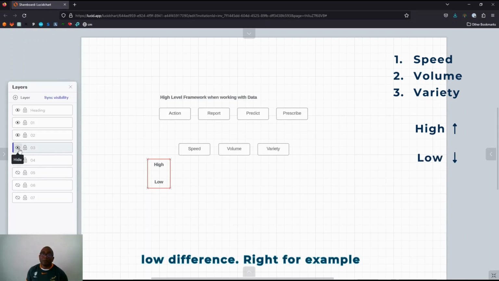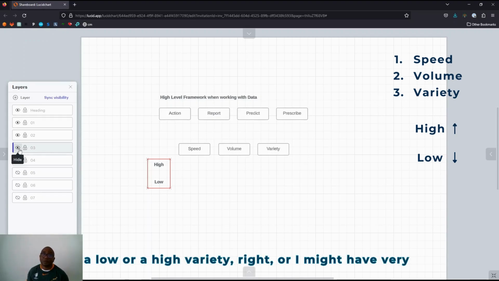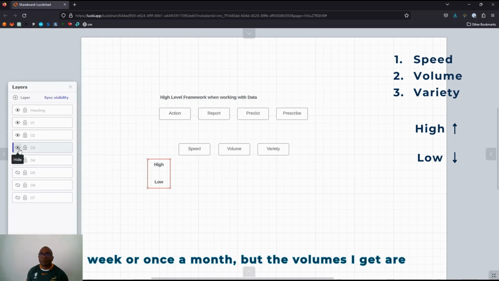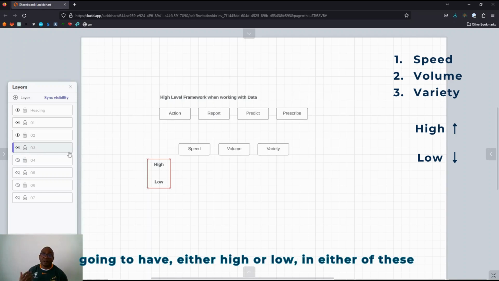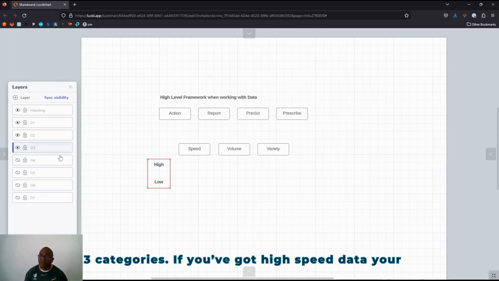So for example, I might have very high speed data that comes in at a low volume and comes in at a low or a high variety, right? Or I might have very low speed data, so it comes in once a day or once a week or once a month, but the volumes I get are either pretty good or the variety I get is pretty high, right? In some cases, it's really okay if none of these 3 things are true. If it's just I get very little data, I get it only once a month, and it's not very different whenever I get it. That's fantastic, and that makes it really easy to actually work with. But you're going to have either high or low in either of these 3 categories.